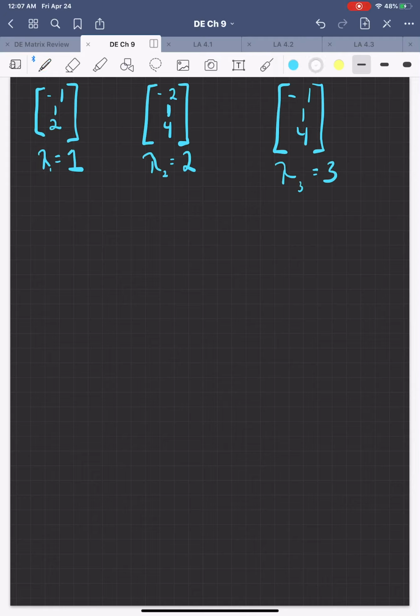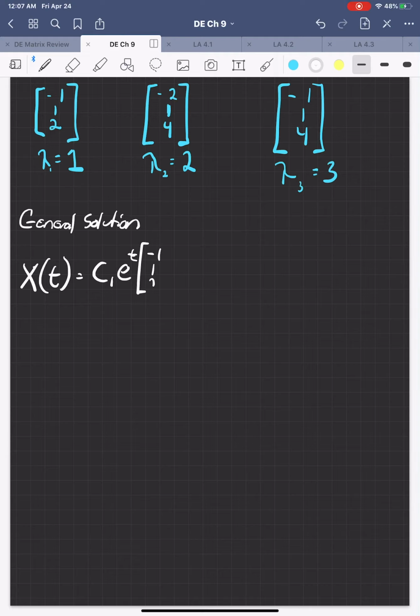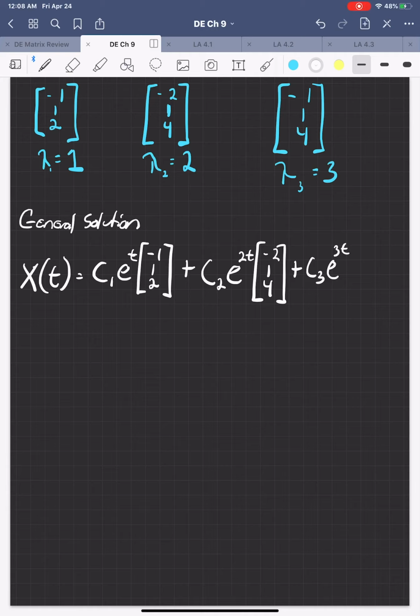So at this stage, let's get to our general solution. x of t is going to be equal to c sub 1 e to the, now lambda is 1 in this case, so e to the t, times negative 1, 1, 2, plus c sub 2 e, now in this case lambda is 2, so e to the 2t, negative 2, 1, 4, and plus c sub 3 e to the, in this case lambda is equal to positive 3, so 3t, negative 1, 1, 4. Okay. So this is the general solution.